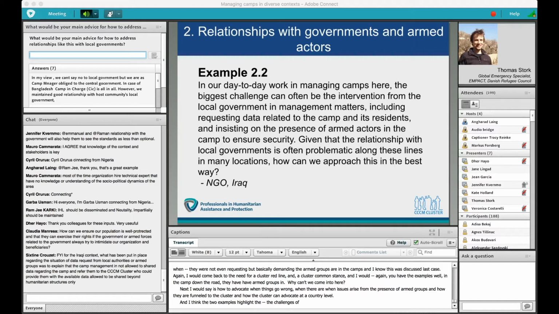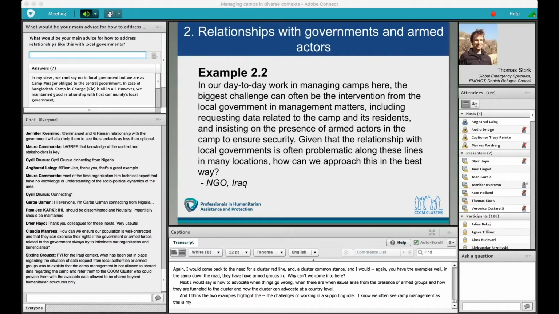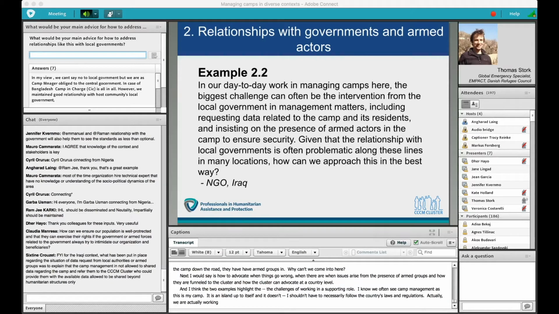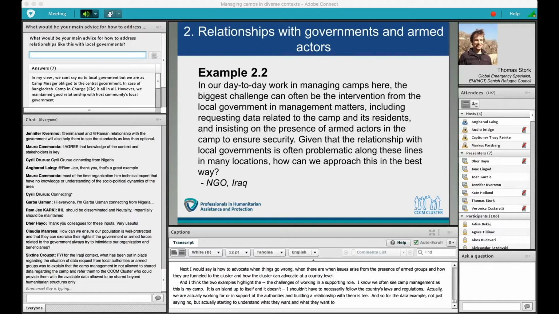I know we often see camp management as, this is my camp, it is an island unto itself, and it doesn't or shouldn't have to necessarily follow the country's laws and regulations. But ultimately, we are actually working for or in support of the authorities, and building a relationship with them is key. And so for the data example, not just saying no, but actually starting to understand what they want and what they want to use it for, and whether there is a middle ground.